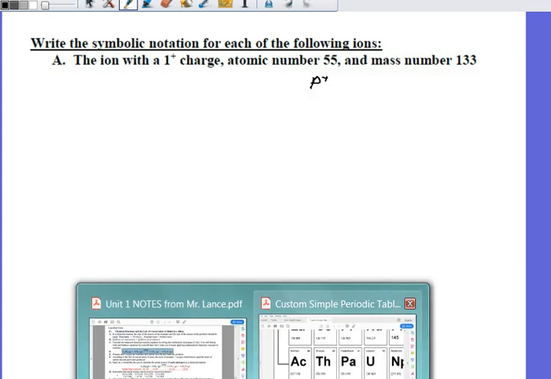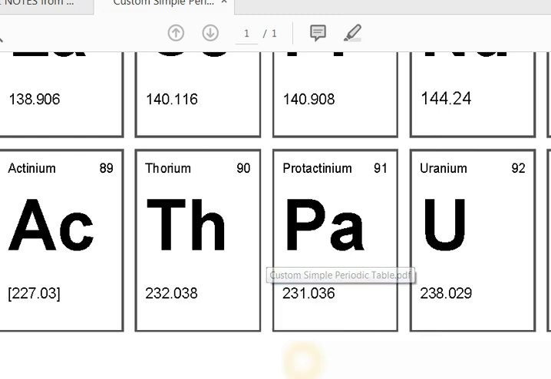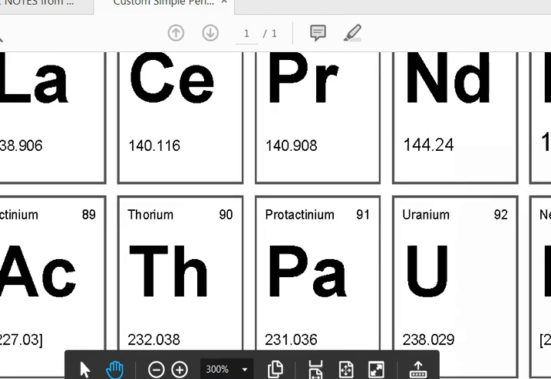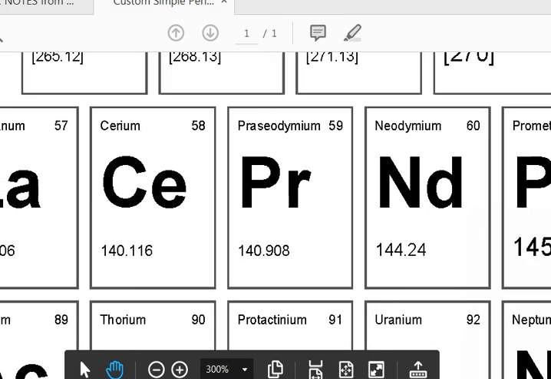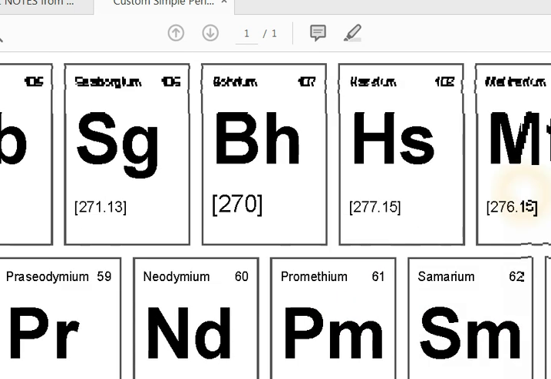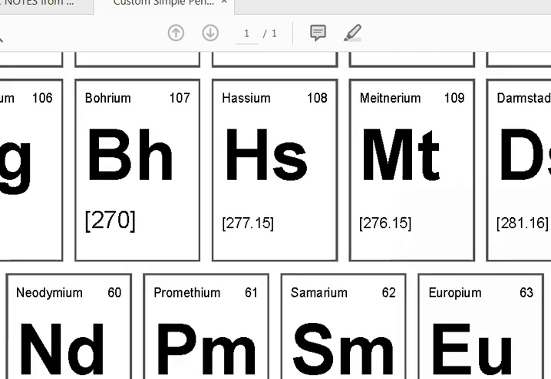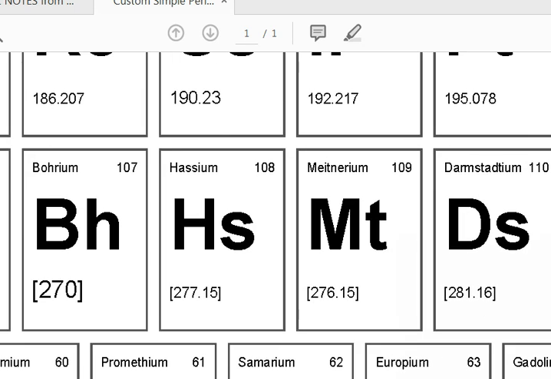So I'll pull up the periodic table again, and we'll move this around, and we'll go up here to the element with 55 protons.